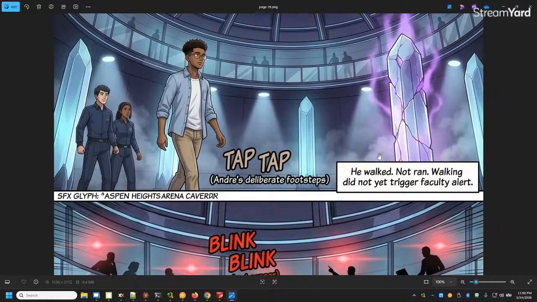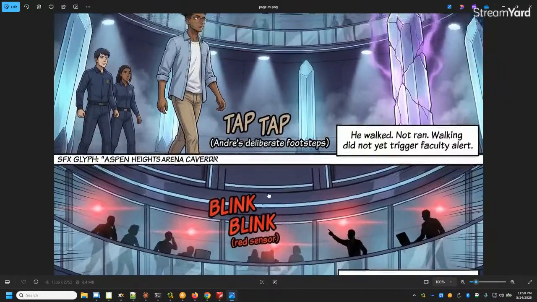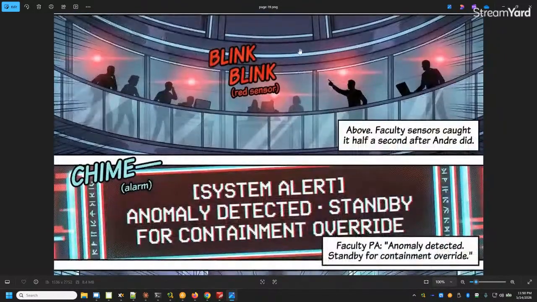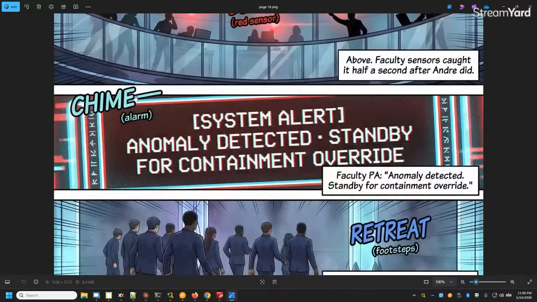He walked, not ran. Walking did not trigger the faculty alert. Aspen Heights Arena Cavern. Okay. Yeah. Yep. Above faculty centers caught it half a second before. I love how this came out though. Anomaly detected. Stand by for containment override.